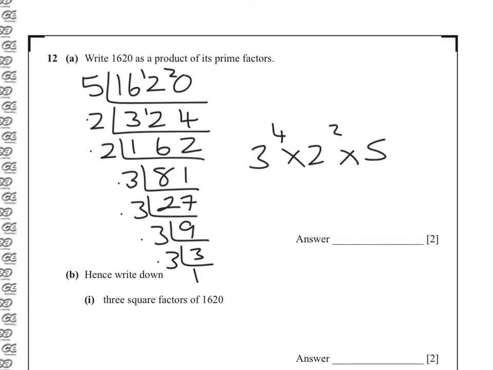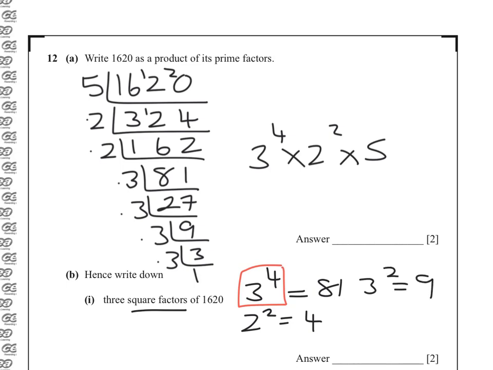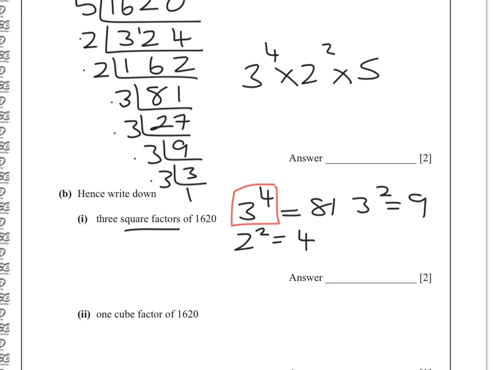In B part 1, we're asked to write down 3 square factors, and what we're looking for here are even powers. So with 3 to the power 4, which is 81, we have 2 to the power 2, which is 4. And what we've got to notice here is 3 to the power 4 means that we also have 3 squared, which is 9. So our 3 square factors are 4, 9, and 81. 1 cubed factor is a power 3, and 3 to the 4 means we have 3 cubed, which is 27.